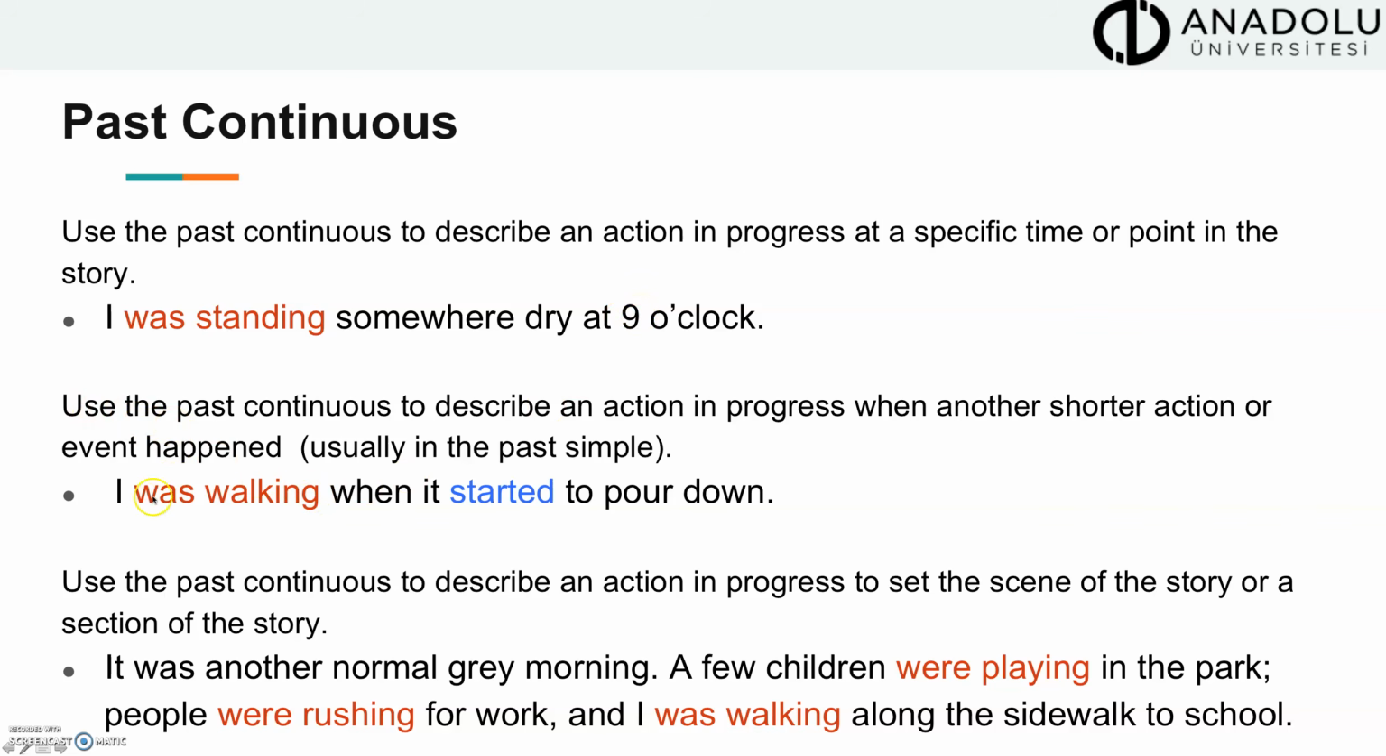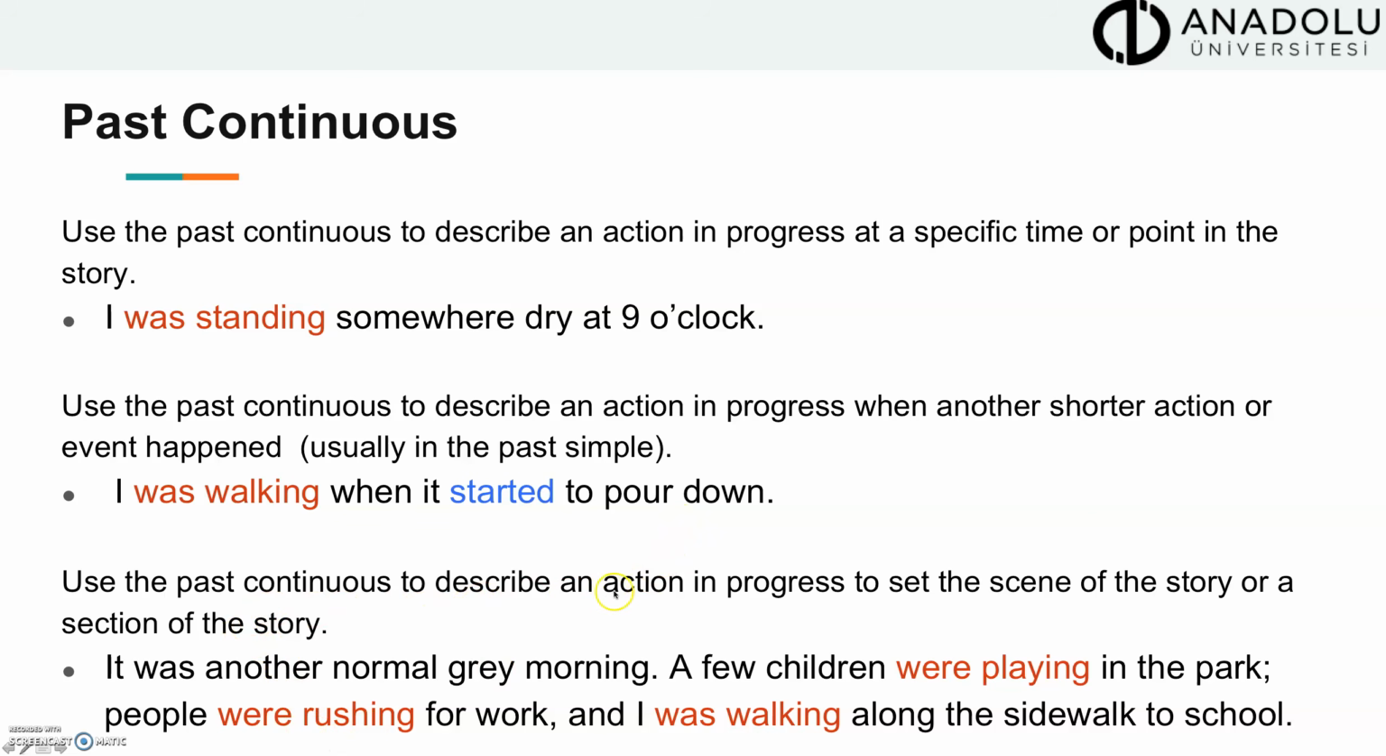We use it to describe an action in progress when another shorter action or event happened or interrupts. Usually the interrupting second action is in the simple past. I was walking when it started to pour down. I had started walking, okay? I was in the middle of walking and it started to pour down.